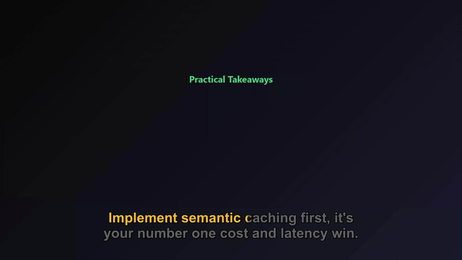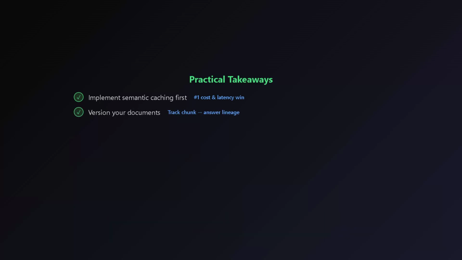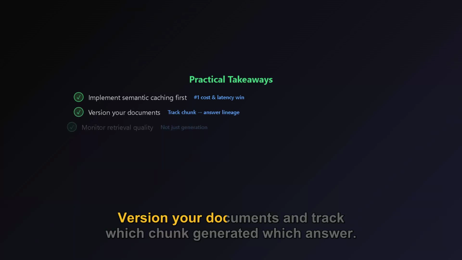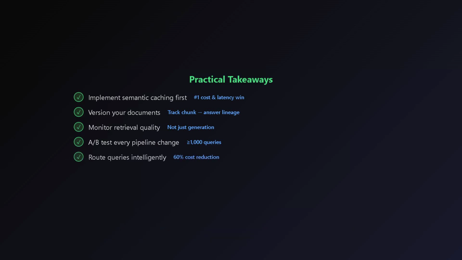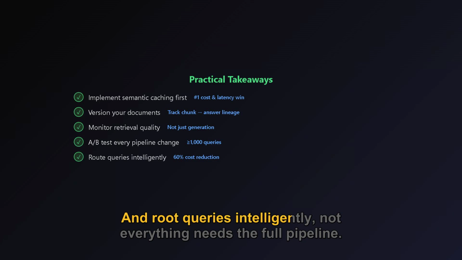Here are your practical takeaways. Implement semantic caching first. It's your number one cost and latency win. Version your documents and track which chunk generated which answer. Monitor retrieval quality, not just generation. A/B test every pipeline change. And route queries intelligently, not everything needs the full pipeline.